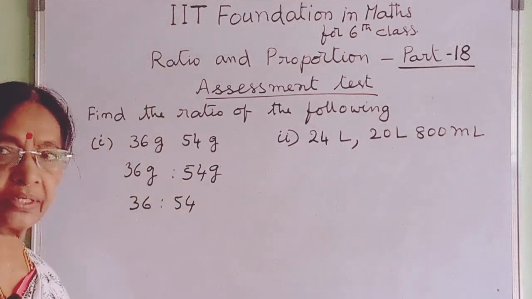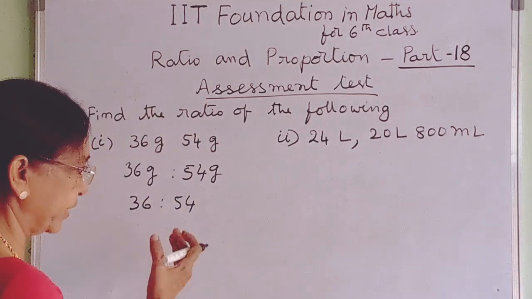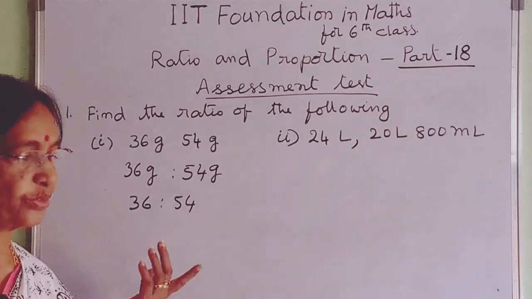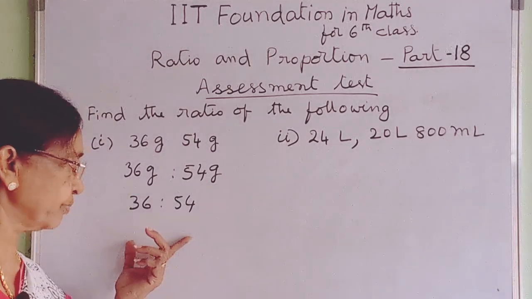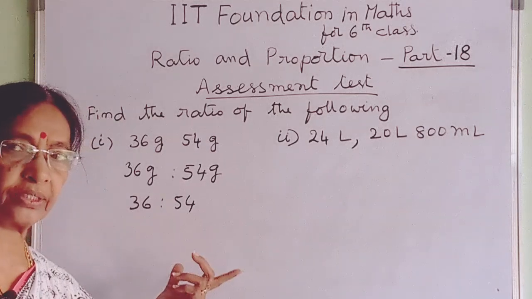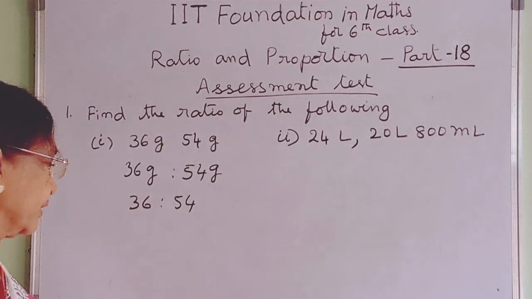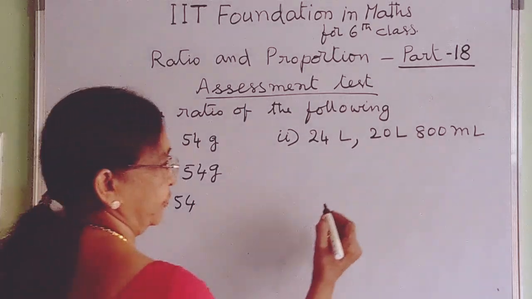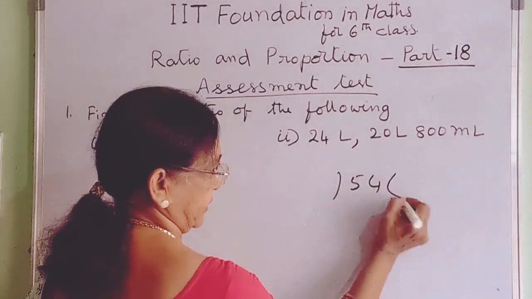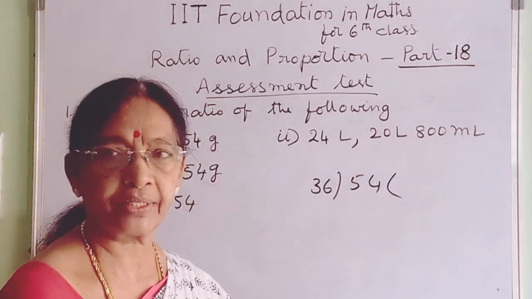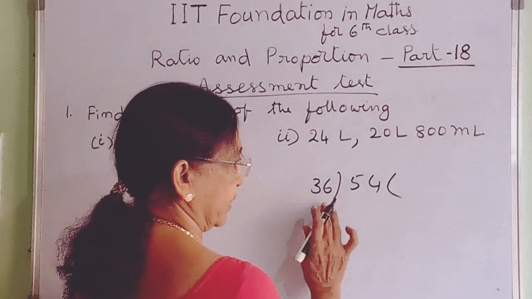But this is not in its simplest form. Therefore, we have to convert it into its simplest form. To convert a ratio into its simplest form, we have to divide both the terms by their HCF, highest common factor. So 54 and 36. We will use long division method to find the HCF of two numbers.